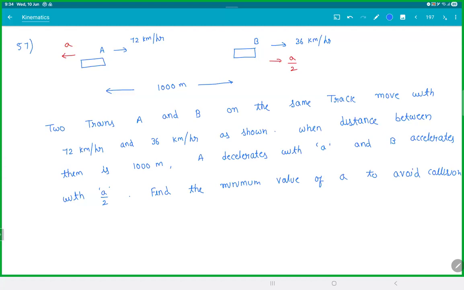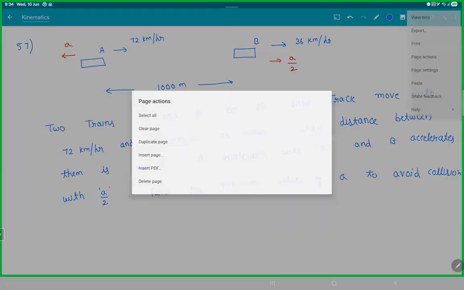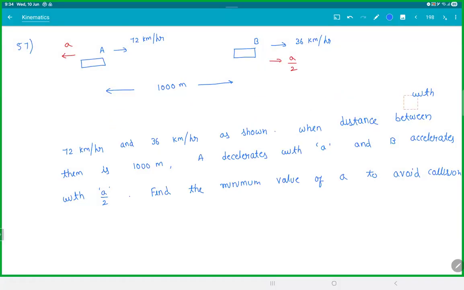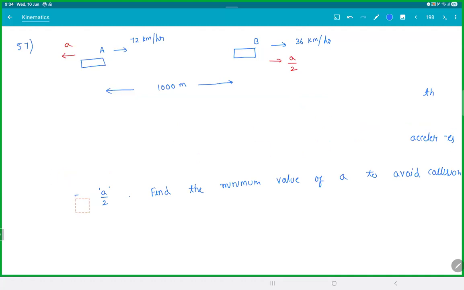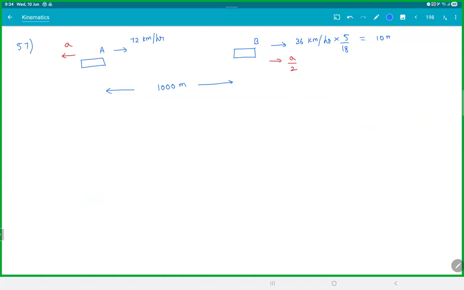Right, Prisha. So step one, stop anyone. Whom will you stop? I'll stop B. You can stop A also, nothing wrong. So first convert them into meters per second. How do you convert into meters per second? Multiply by 5 by 18. So this will be 10 meter per second, and this will be 20 meter per second. Perfect. So let's do with respect to B.